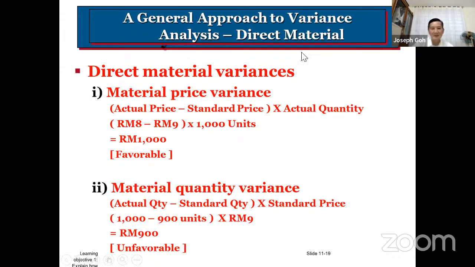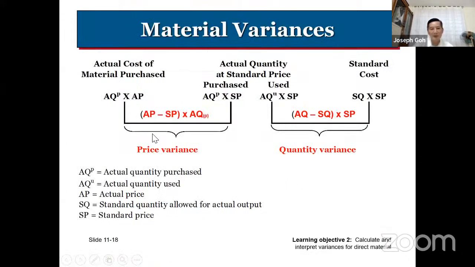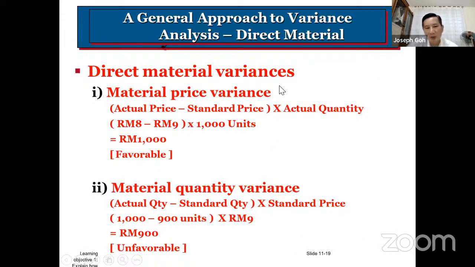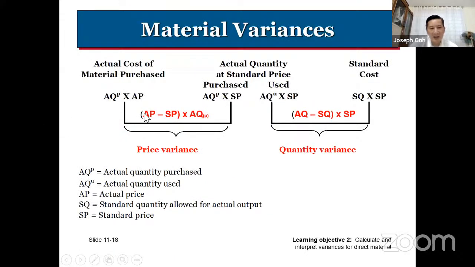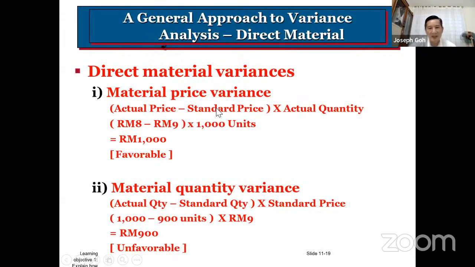We just repeat the same example here, but we put it into numbers for better illustration. You can look at the material price variance. Material price variance, as we said before, is the actual price minus standard price times actual quantity purchased. So let's say the actual price is 8 ringgit, but the standard price is 9 ringgit. The actual quantity we purchase is 1,000.